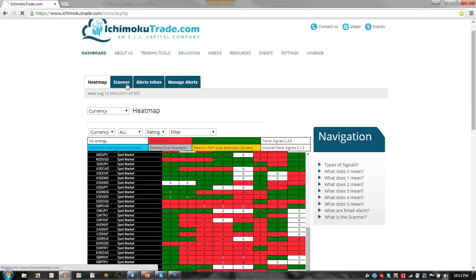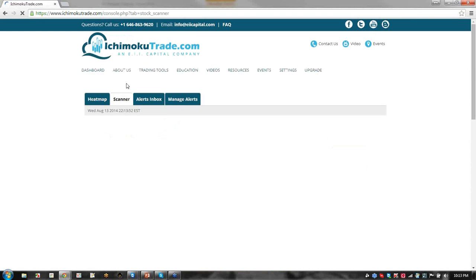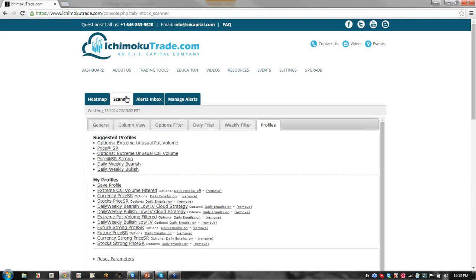So let's get to the scanner, because this is being thrown out and redone completely, and it's a very, very valuable tool now. If I click on scanner, I now have these tabs that I never had before. And one of the things you can do is save profiles, and then you can have reports generated on these profiles too.